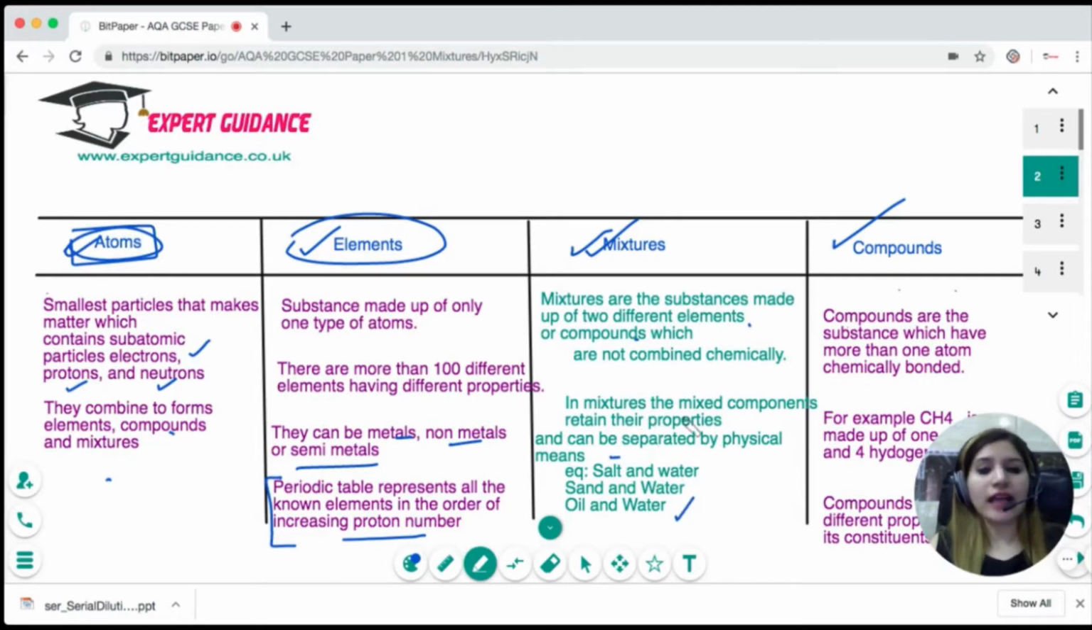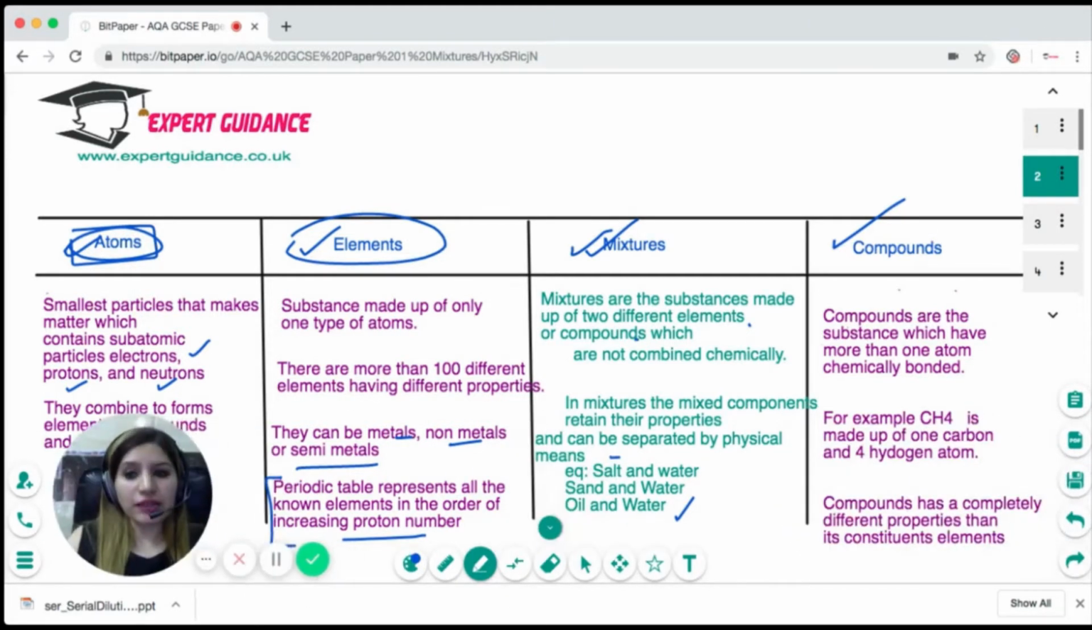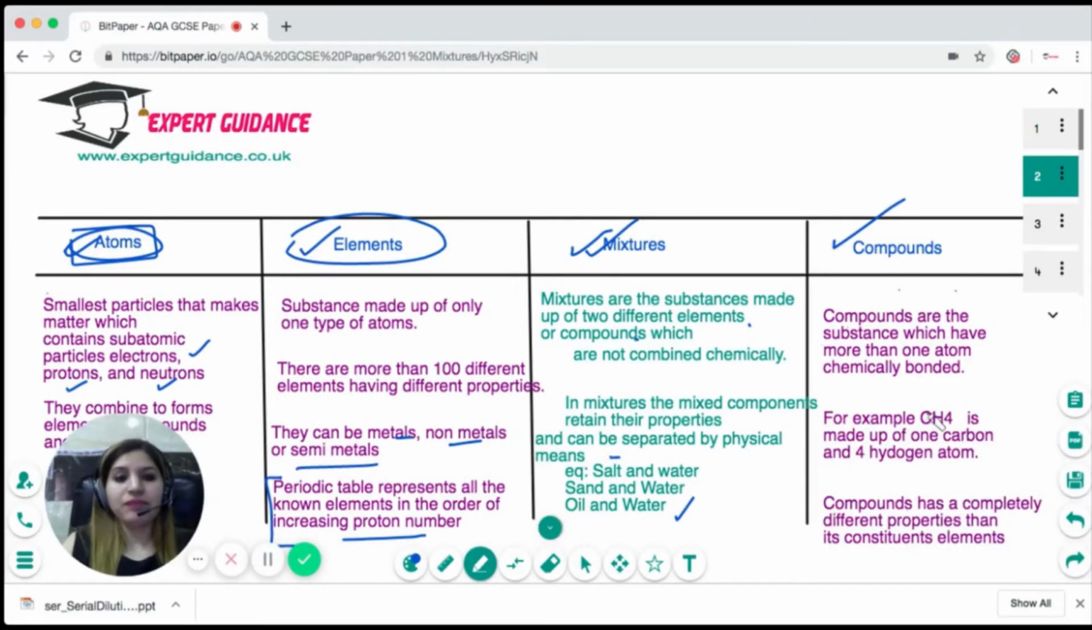On the other hand, when two elements or atoms combine together via chemical bonds, each element does not retain its property. Methane, for example, is one carbon and 4 hydrogen atoms joined together, and the properties of methane are completely different from carbon and hydrogen. So this is what a compound is. A compound has completely different properties than its constituent elements. Okay, so I hope now you are clear with the difference between atoms, elements, mixtures, and compounds.